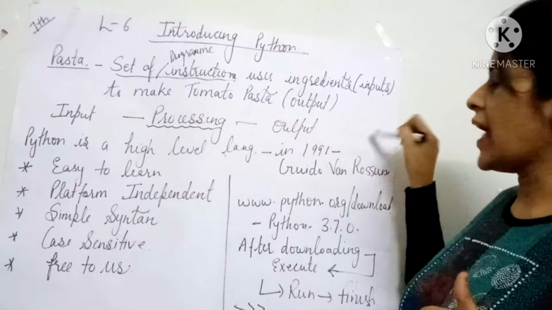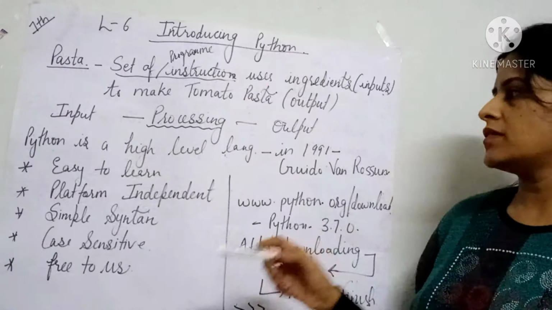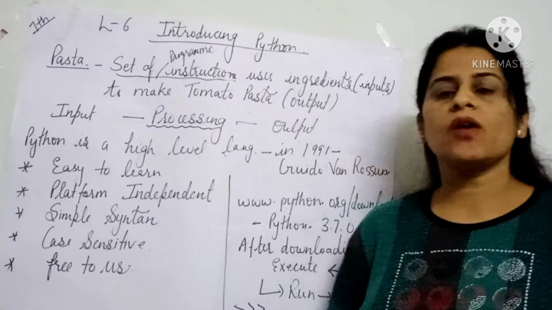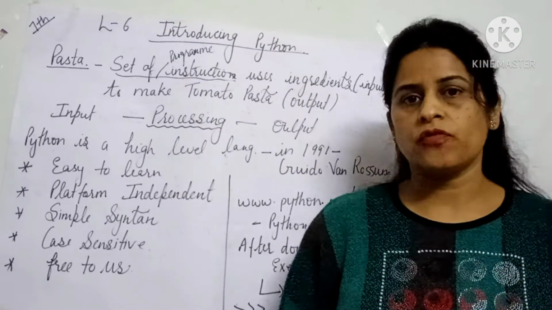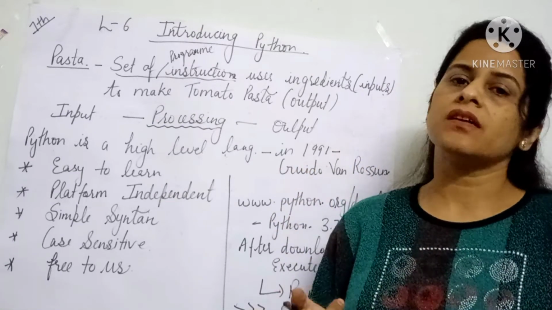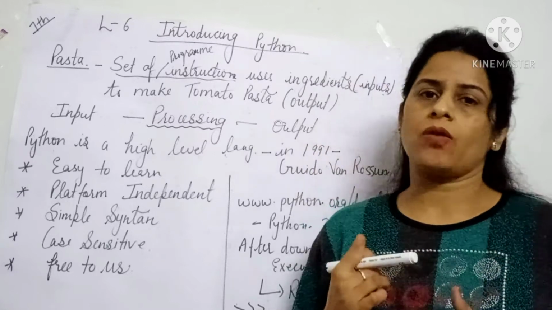This is the language. Now we are talking about Python. What is Python? Python is a high level language. What do you mean by high level language? I already told you there are three types of language. First is the low level language, second is the middle level language, and the third is the high level language. High level language is just like an English level language.